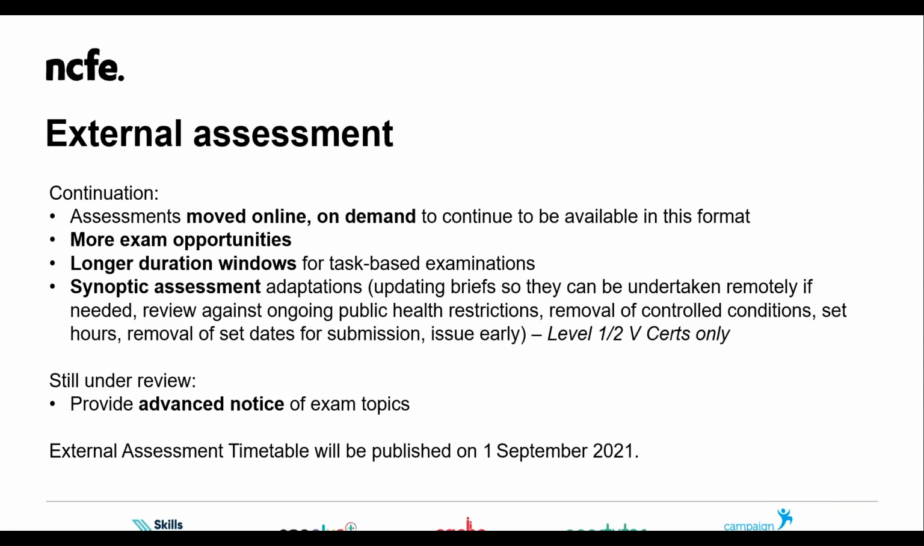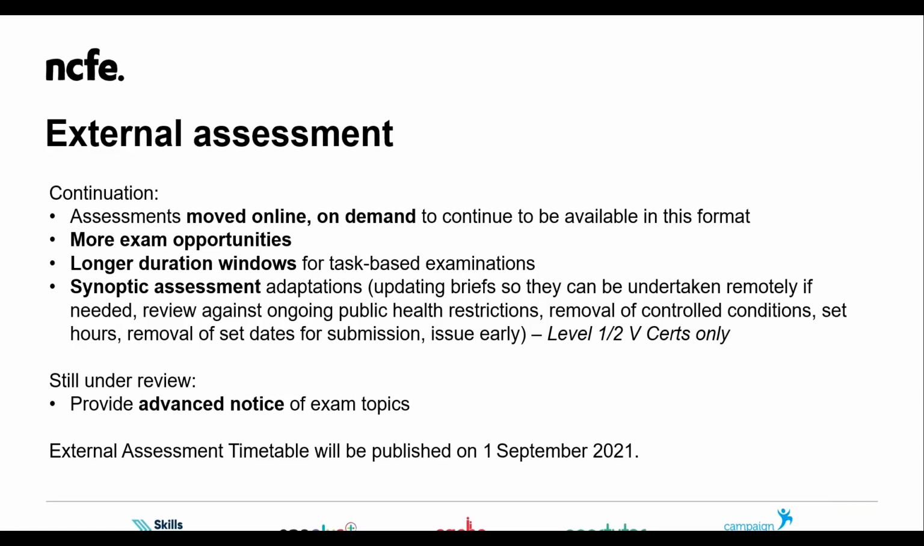And then for the synoptic assessments, particularly only relevant to those level 1 and 2 VCERT technical awards, we will continue to update the briefs so they can be undertaken remotely. We'll review them against ongoing public health restrictions and make adaptations in line with that. But we'll also continue to remove the control conditions in which they would normally be completed, the set hours within which they would normally be completed, and the set dates for submission.